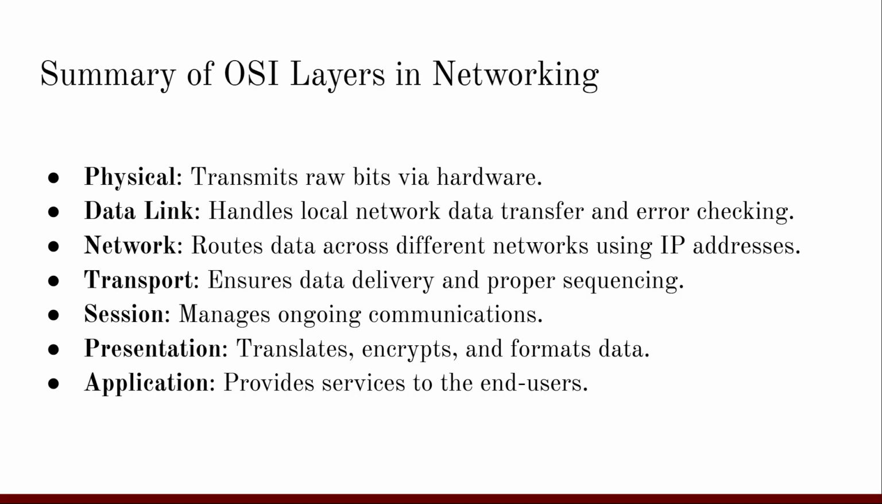We have now looked at all these layers and their functionality, and let's just summarize all the layers. We have the physical layer that transmits raw bits via hardware, and then the data link layer handles local network data transfer and error checking. The network layer routes the data across different networks using IP addresses, which we assigned using Packet Tracer, and you have seen that.